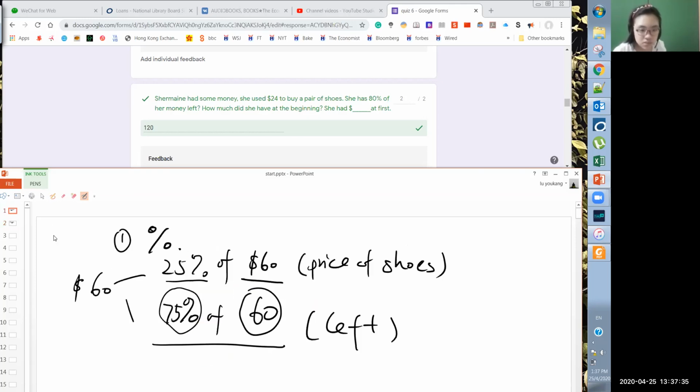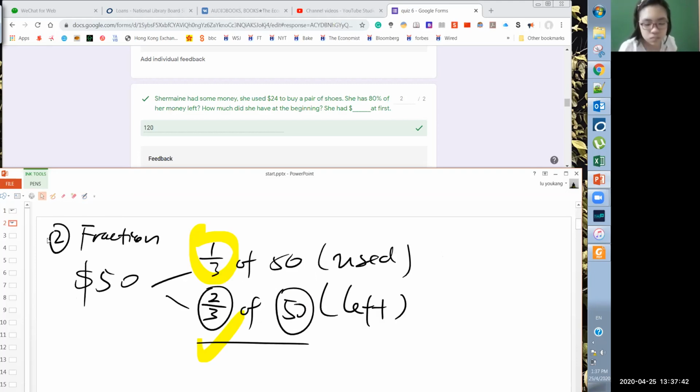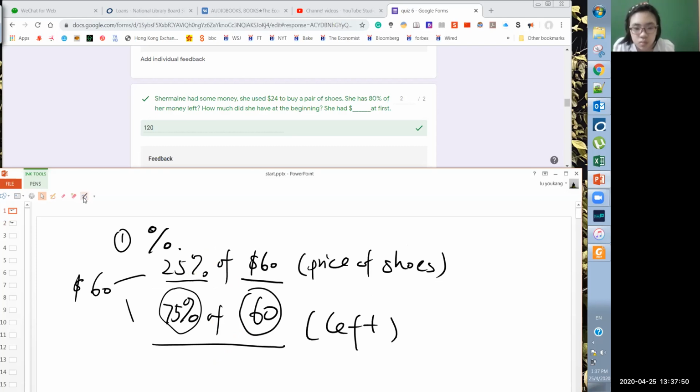Okay, so I want you to remember these two slides. This is on percentage. This is on fraction. I want you to remember these two slides. So to find left, what is the math operation here for this part? So what's the operation? Tell me.